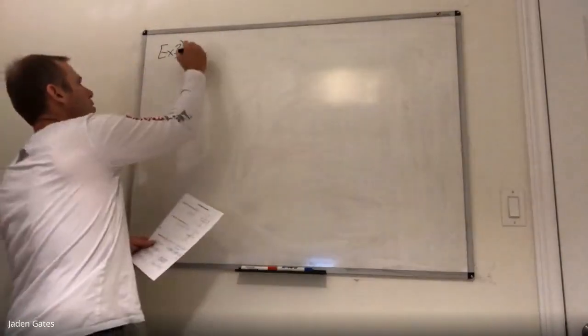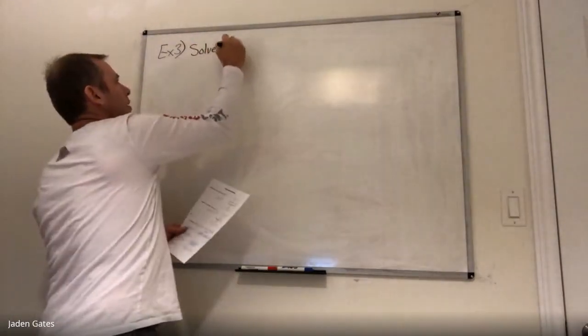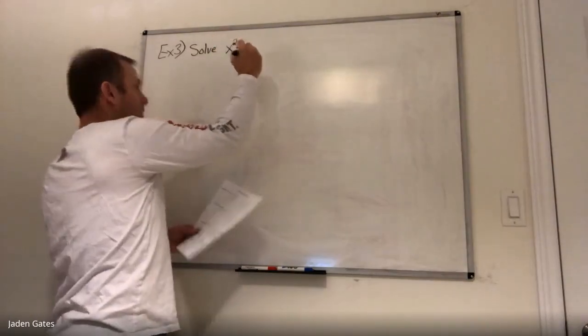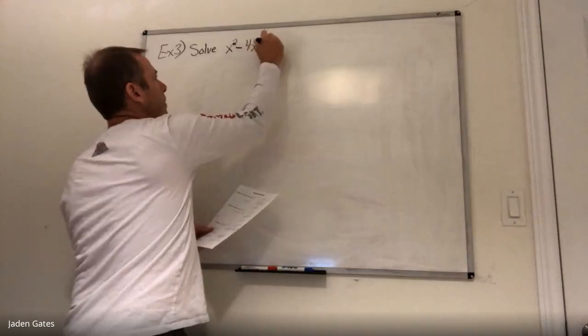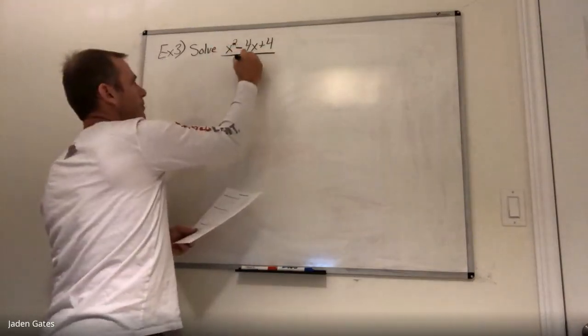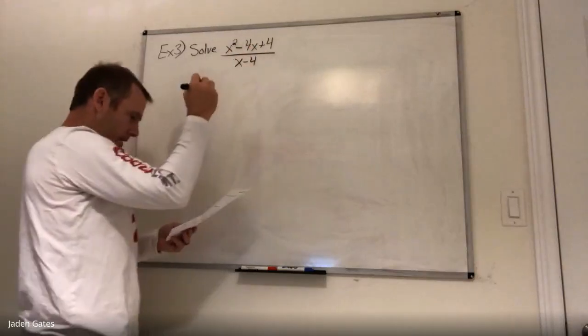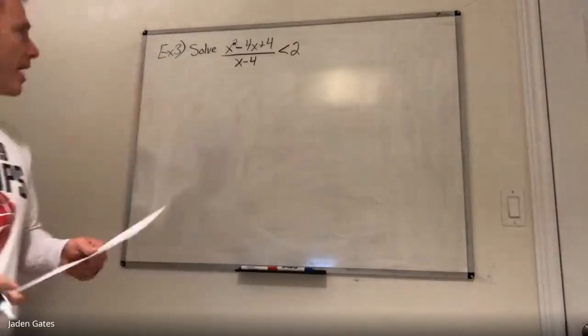So solve x squared minus 4x plus 4, all over x minus 4. And that has to be, we want to find out when it's less than 2.